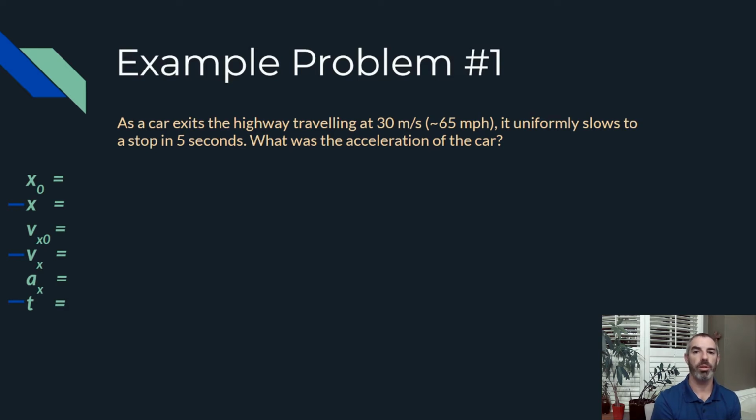And what we're going to do is read through the problem. We're going to highlight, underline, whatever you can do to help us figure out what we know. So 30 meters per second, that's when we're exiting the highway. So that's the beginning of the problem, so that's going to be our initial velocity. The next is it comes to a stop. Well, if something comes to a stop, that tells me my final velocity is going to be 0. And it tells me the time takes 5 seconds. So that's going to be my time. And the question that's being asked is, what was the acceleration? So I'm going to put a question mark in place of the acceleration.